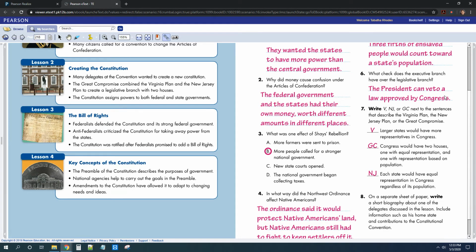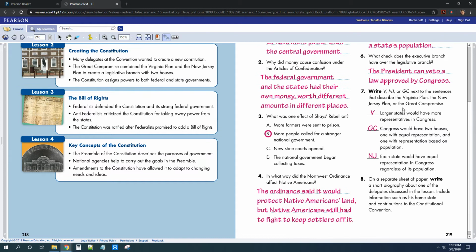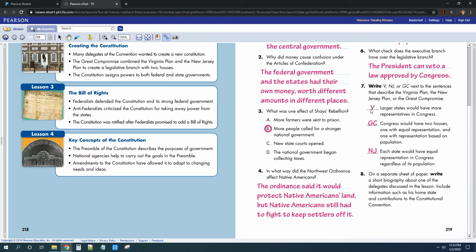All right, for number 7, you had to write V, NJ, or GC. So one of them describes the Virginia plan, the New Jersey plan, and the Great Compromise. So for the first one, you should have put a V for Virginia. Larger states would have more representatives in Congress because Virginia was a larger state, and they're the ones that came up with the plan where representation would be based on state population.